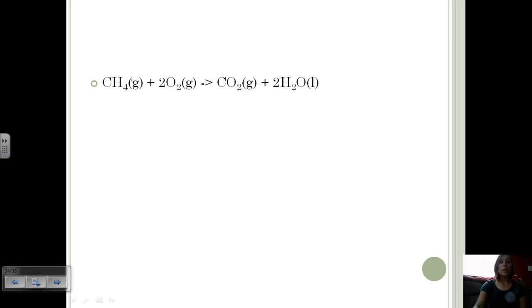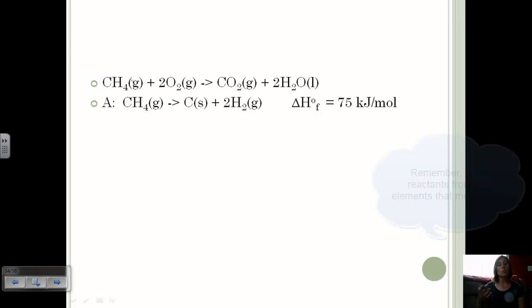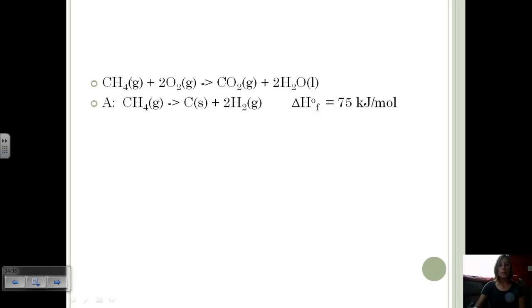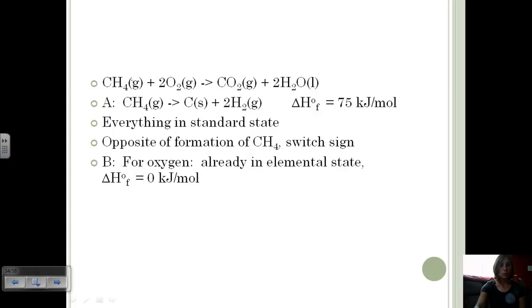So, for example, we have methane plus oxygen produces CO2 and water. Let's look at the methane. Now, to get the standard enthalpy of formation for methane, we have to break it down into what forms it. So we know we're going to take carbon and some hydrogen gas, and if we do that reaction, then we get a standard enthalpy of 75 kilojoules per mole. Everything here is in its standard state, elemental forms, things like that. Well, in this reaction, we're breaking down the methane. We want to form methane. So because we're going to switch the order of the reaction, we need to switch the sign on the standard enthalpy, making it negative 75 kilojoules per mole.